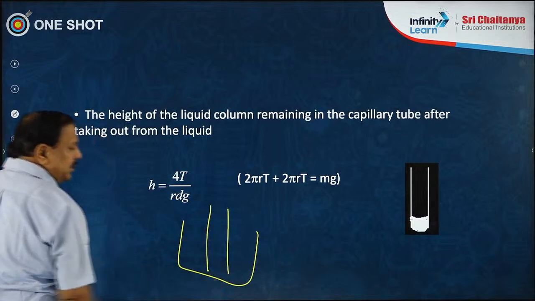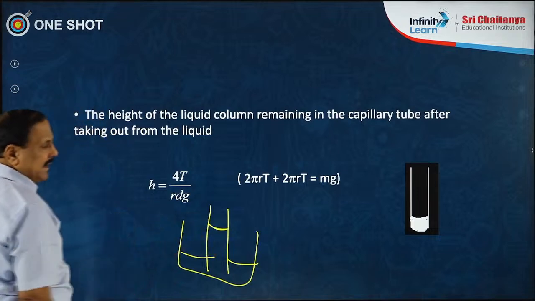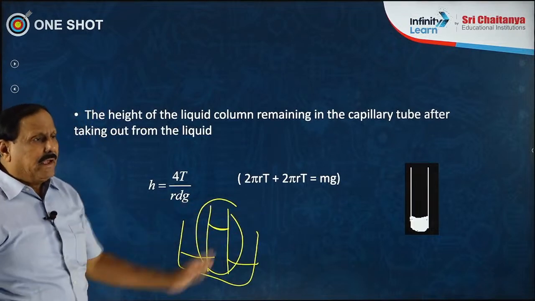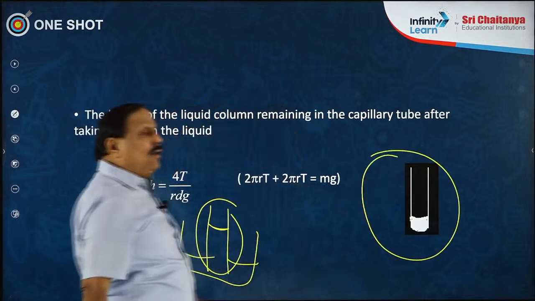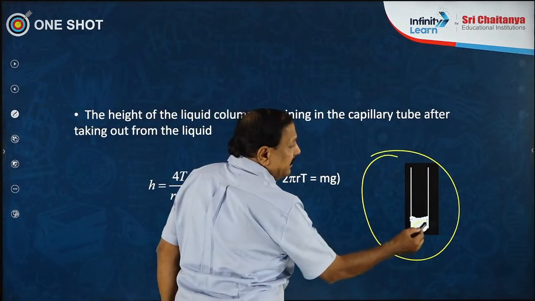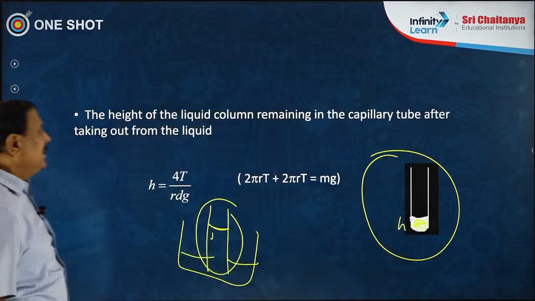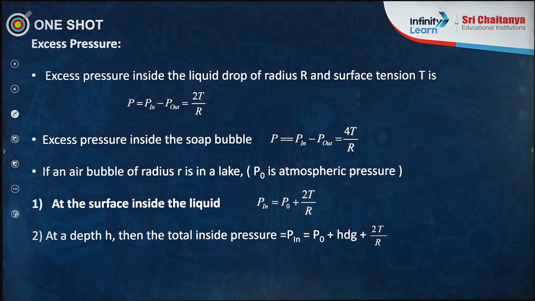If a capillary tube is immersed in a liquid, suppose it is water, it rises to some height. Now, this capillary tube is taken out of the beaker. Then the height of the liquid that remains in the capillary tube is given by this formula. So many cases are there regarding this, and after this, excess pressure.